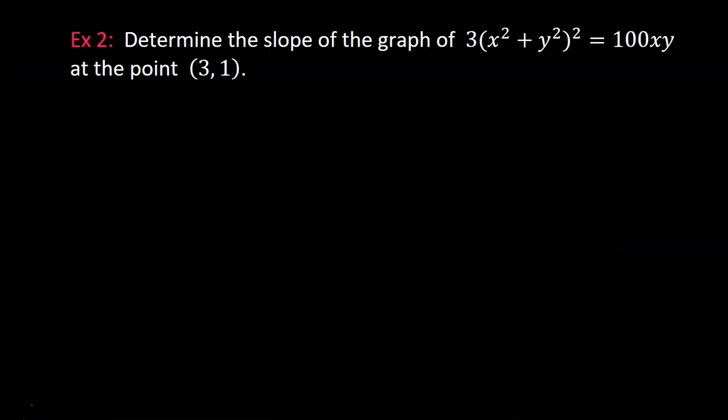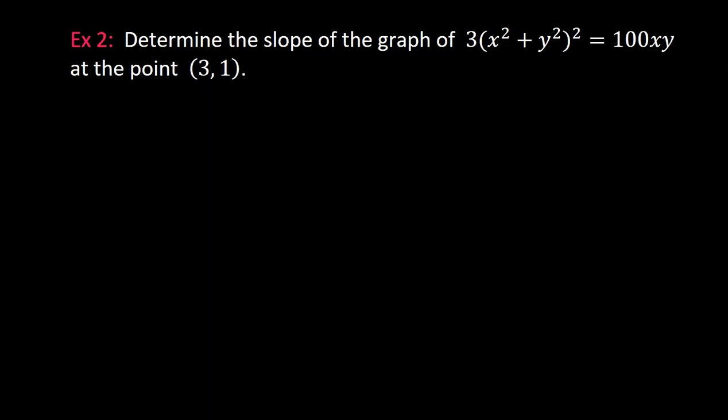Example 2: determine the slope of the graph of 3 times the quantity x squared plus y squared, squared, equals 100xy at the point 3 comma 1. So this problem looks like a lot of fun. Right at the beginning, I see that we have a function inside of a function, and so that's going to be a chain rule happening.